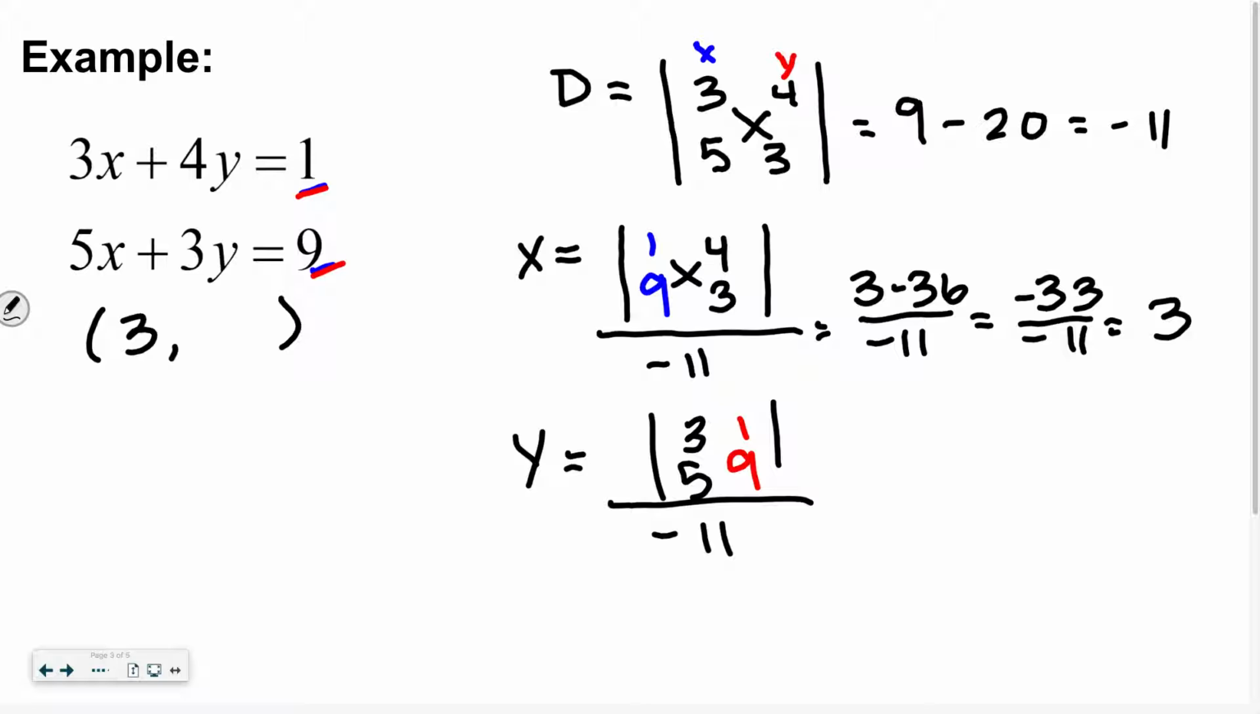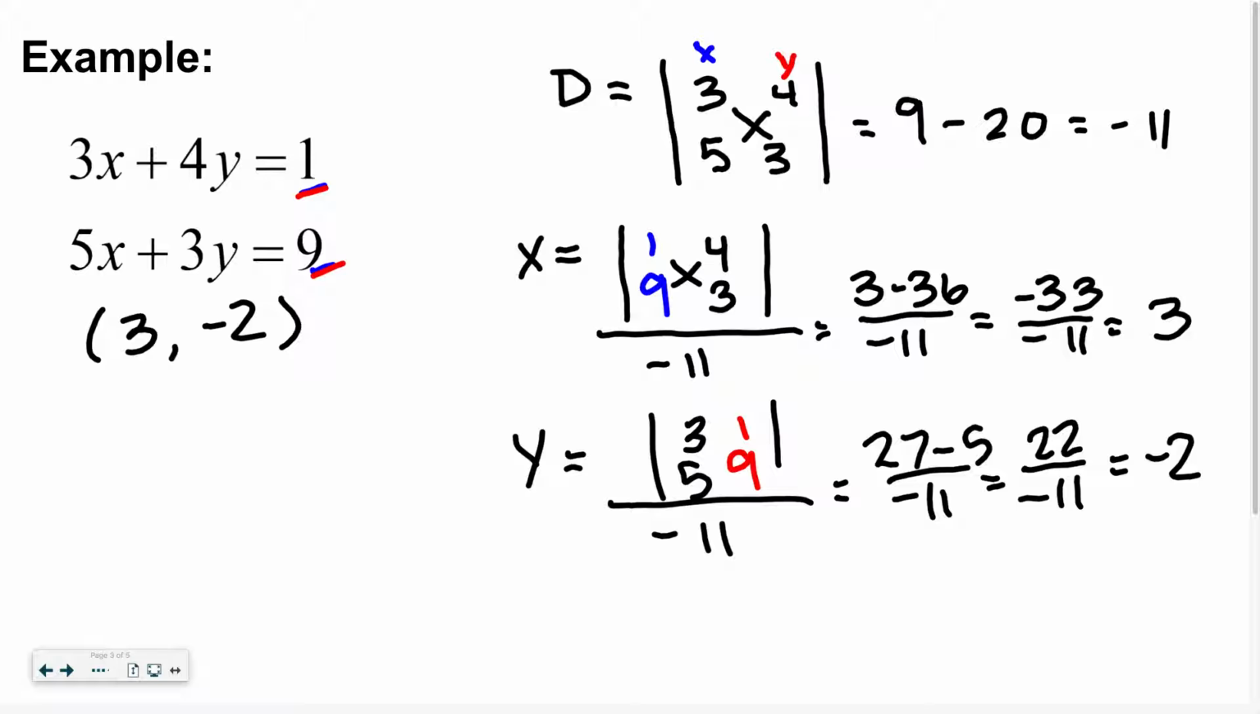Calculate again. This will be 27 minus 5 over negative 11. That's 22 over negative 11, which is negative 2. Not too bad, right? I actually really like doing Cramer's rule when it's 2 variable because I like 2 by 2 determinants. Those are easy and fast. Any questions or concerns?